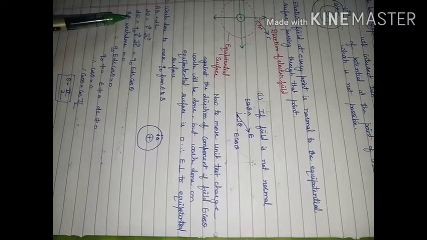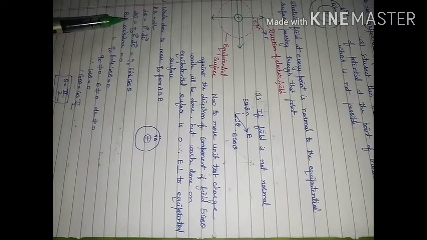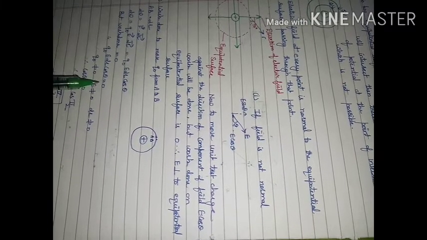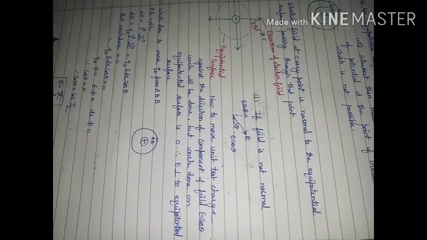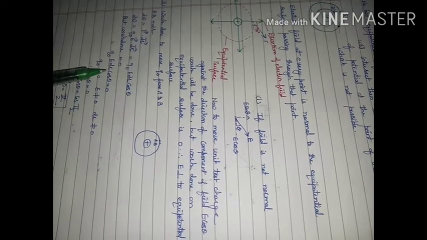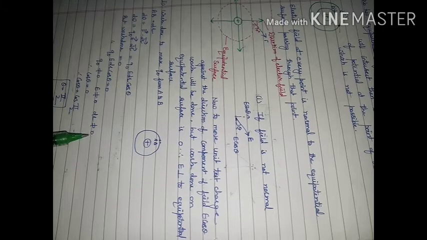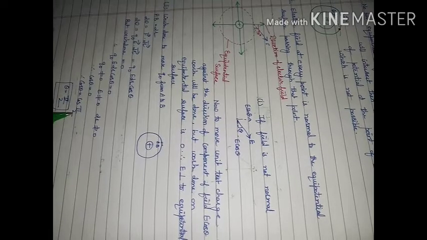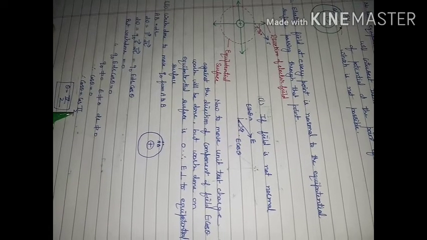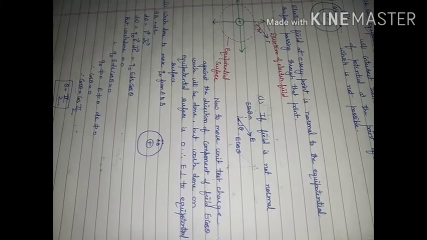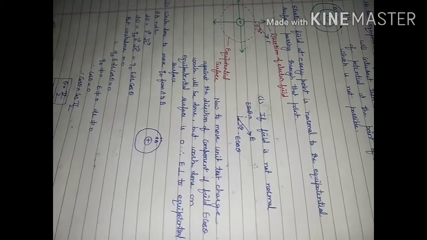But work done to move a charge on an equipotential surface is always 0. So the left hand side of this equation will come out to be 0. And in this equation, Q naught is not equal to 0, E is also not equal to 0, dr is also not equal to 0. So cos theta should be equal to 0. And when will cos theta be equal to 0? When theta is pi by 2. It means the electric field at every point is normal to the equipotential surface passing through that point.